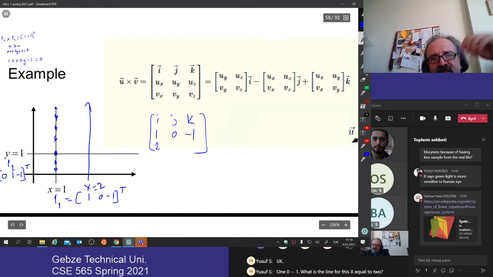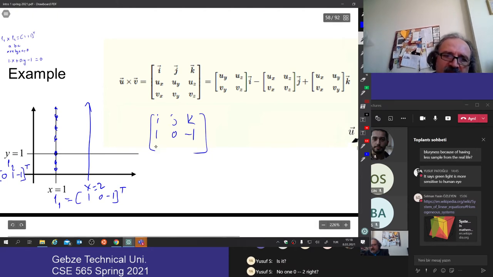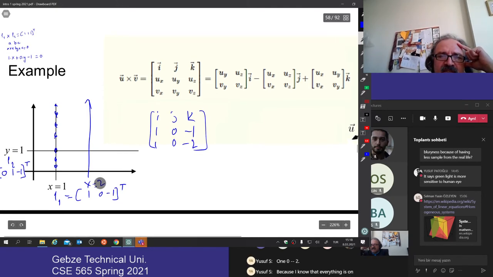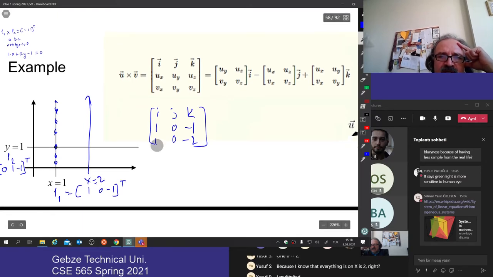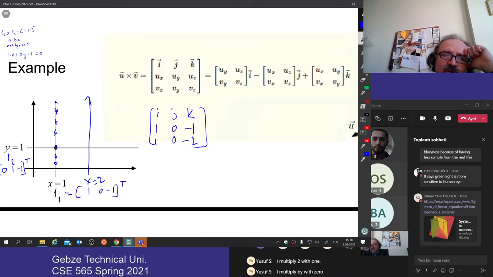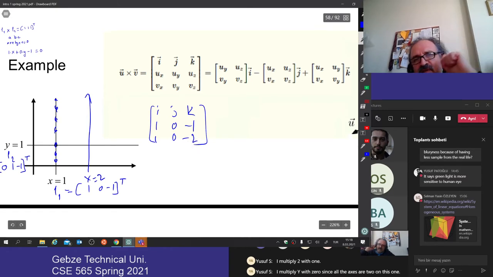2, 0, minus 2? Is it? No, 1, 0, minus 2, right? 1, 0, minus 2. Because I know that everything on x is 2, right? I multiply 2 with 1. I multiply y with 0. Since all the x's are 2 on this one, I need to add a minus 2. Is that correct?